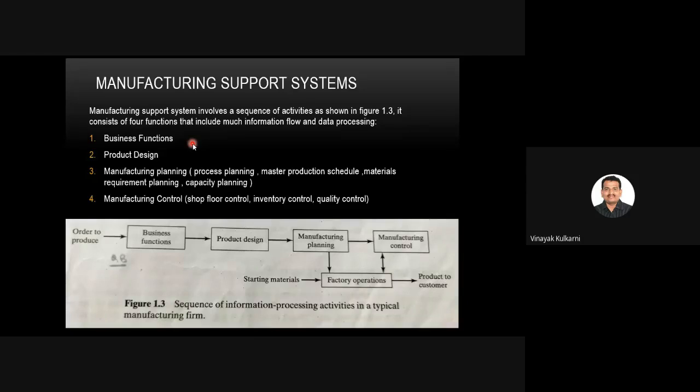And then manufacturing control and the factory operations. There are all single arrows here, and there is only a feedback here because you need to control what all operations are happening. And then finally the product is going to the customer. Any questions still here? No, sir. Okay.